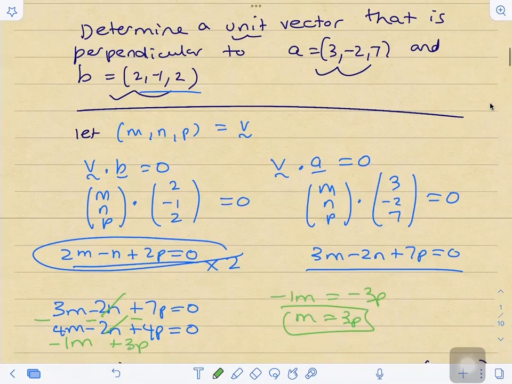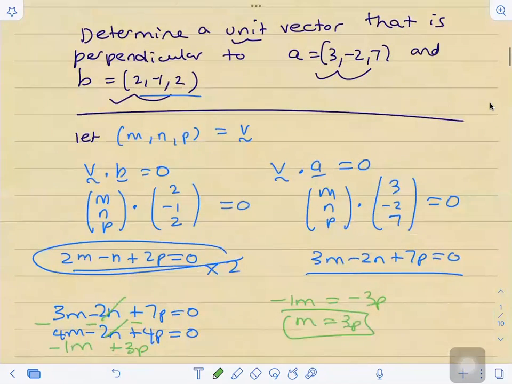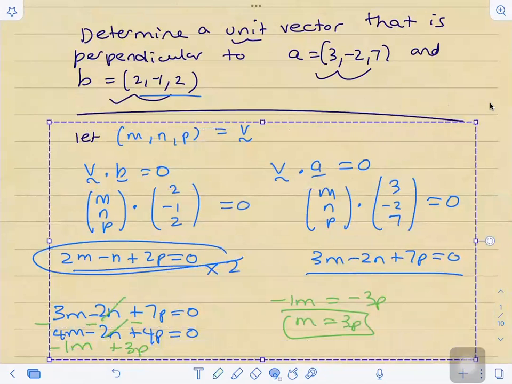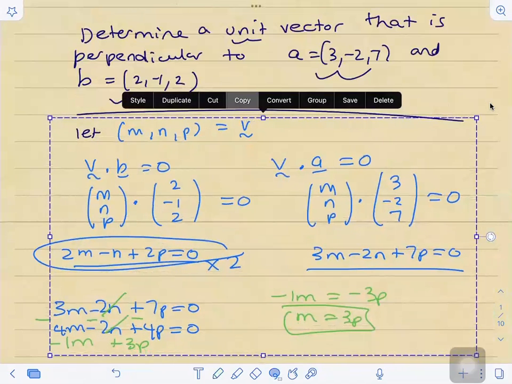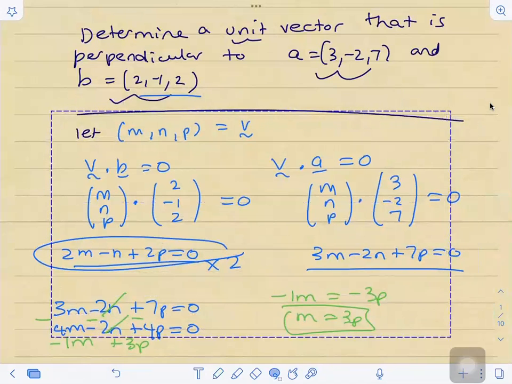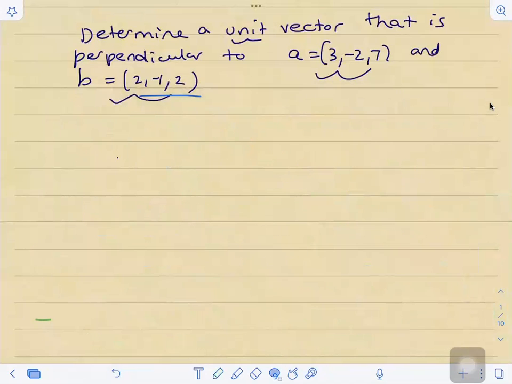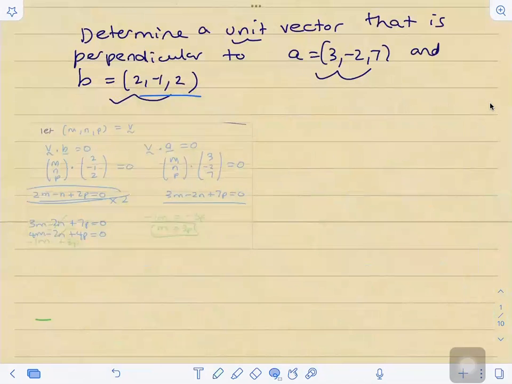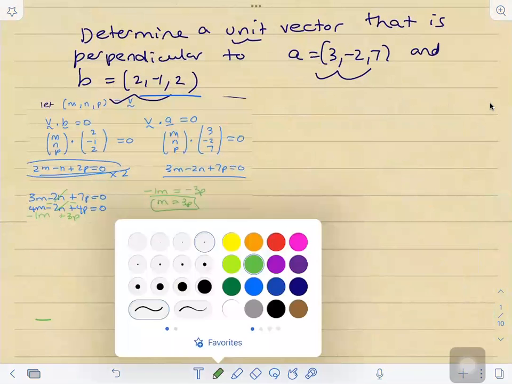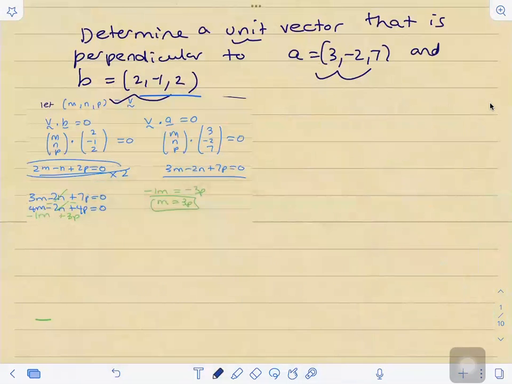Okay, what we're going to do now, which will make life a little bit easier, I'm just going to make this a little bit smaller. I'll put this working a little bit higher up. You can still see it. There it is there. Okay, so looking at this, we have m equals 3p.